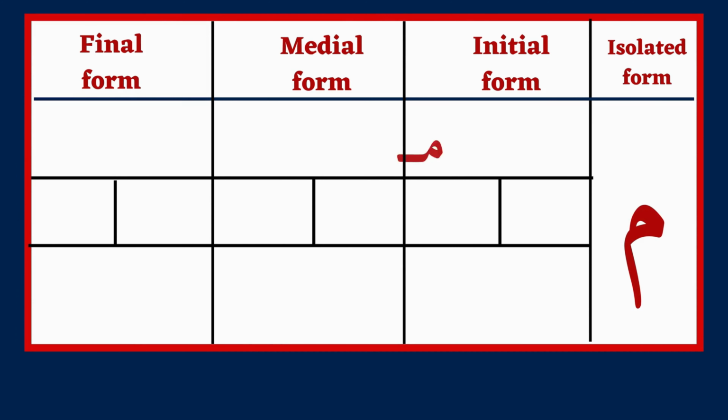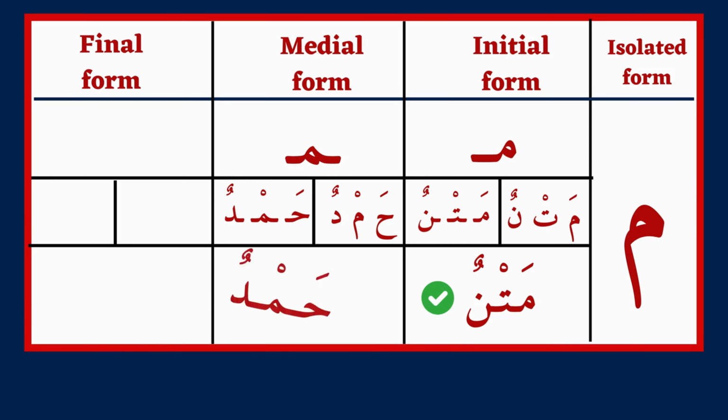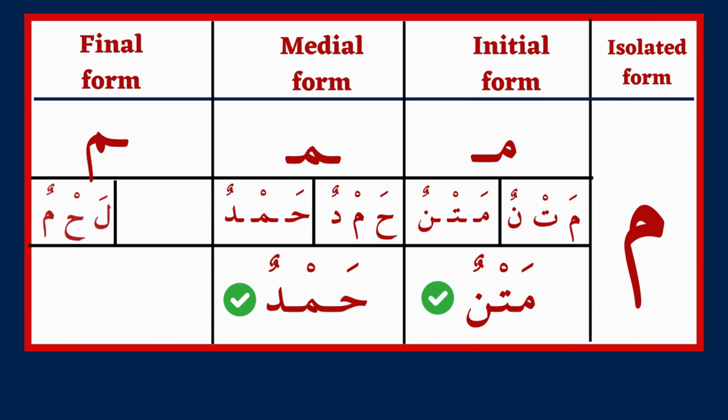Meem accepts connections from both right and left sides. When meem is commencing a word, it is written like this, ready to join with the subsequent letter. In the middle of a word, meem is displayed as this, staying open for connections on both sides. When finalizing a word, meem is denoted as this.